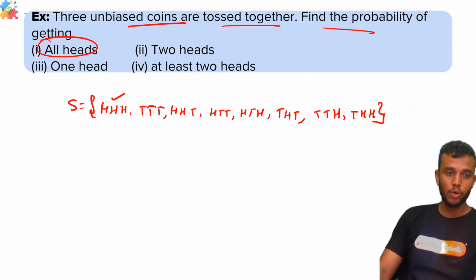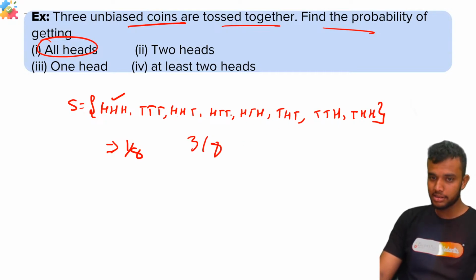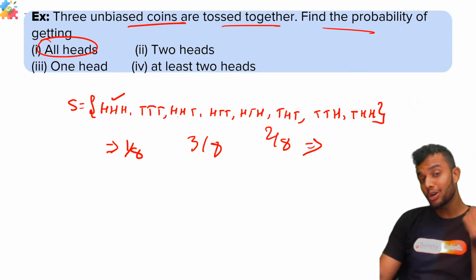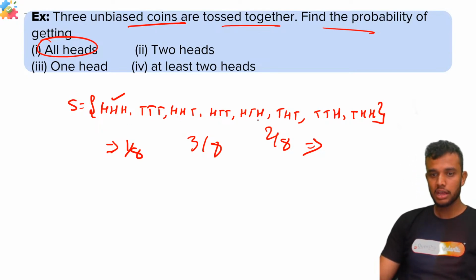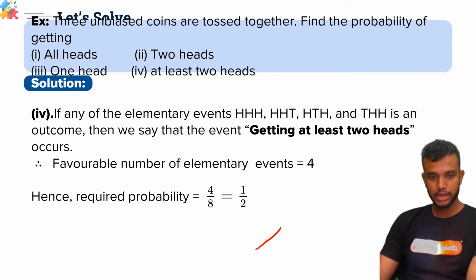All heads, only one, so the probability is 1 by 8. Two heads: 1, 2, 3, so 3 by 8. Then 1 head: only 1 head is present in only 2 positions, so 2 by 8. Then at most, not at least, 2 heads: 1, 2, 3, 4, 5 by 8. The answer is 5 by 8.